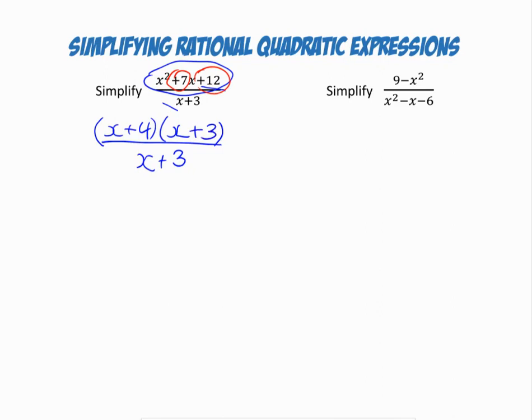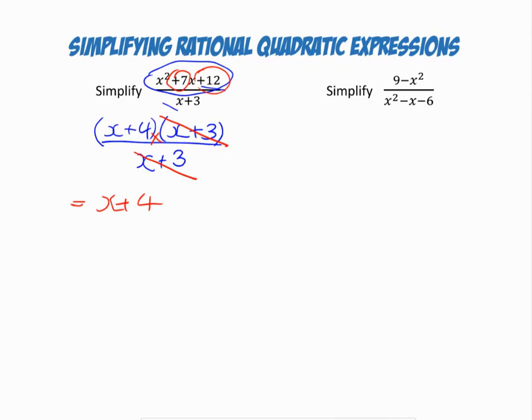If you can see now, we've got two things that are multiplied together on the top line. We've got that multiplied by the x plus 3, so now we can cancel out the x plus 3 there and the x plus 3 there because they've been multiplied together, and then we're left with x plus 4 there.